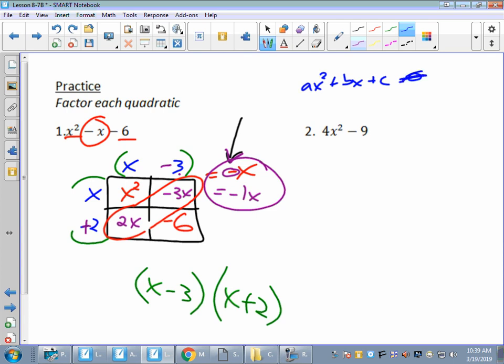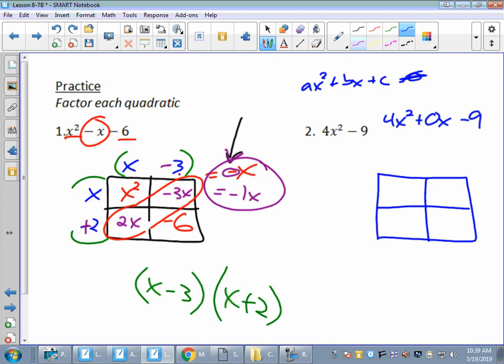So if we rewrote this, we could write this 4x squared. What would this b term be? It'd be plus 0x then, because 0 times anything is 0. That's why it's not there. Minus 9. Okay, minus 9. So now that gives us an a, b, and c, so that I can draw my square.